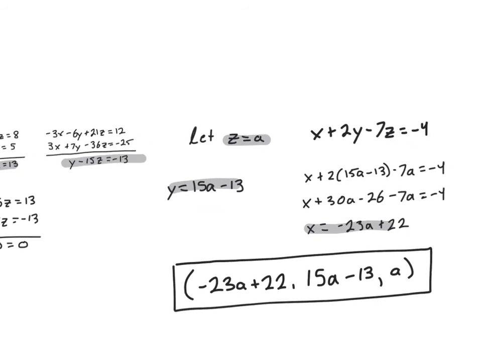Here, I think the easy way to go is by setting z equal to a, which means that y is 15a minus 13, so I use that and solve. Then I plugged those two values into my first equation, so I substituted y and z, and you get x equals negative 23a plus 22. This is not the only way you can write this answer, but the relationship between the three variables should always be the same.